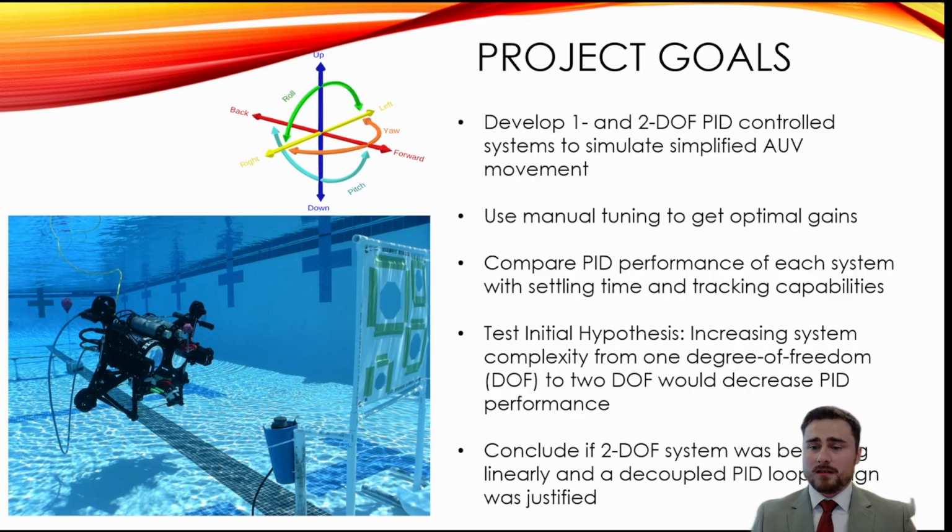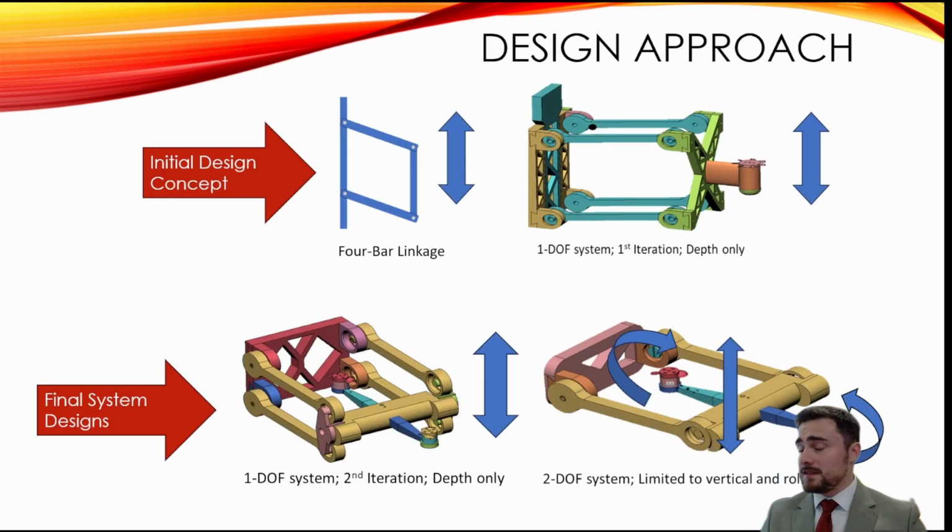Once I had the PID controlled systems built, they would be tested for settling time and tracking performance to test the initial hypothesis that increasing the system complexity from 1 to 2 degrees of freedom would decrease performance. The results would then be used to conclude if the added degree of roll caused the system to continue behaving in a linear manner, or if it didn't, and then go on to see if a decoupled PID loop design was justified or not. So this is my design approach.